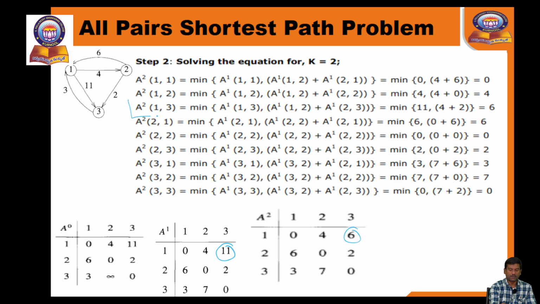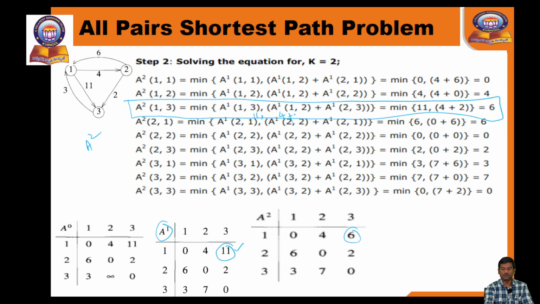If you look at A of 1 comma 3, observe this computation statement. That is A of 1 3 equal to the minimum of A1 of 1 comma 3, comma A1 of 1 comma 2 plus A1 of 2 comma 3, by replacing the respective values of i, j, k. Then what is this A of 1 3? So here A of 1 3 is equal to 11. You have to take into consideration A1 when you need to find A2. So A1 3 is equal to 11, comma A12 which is equal to 4, plus A23.